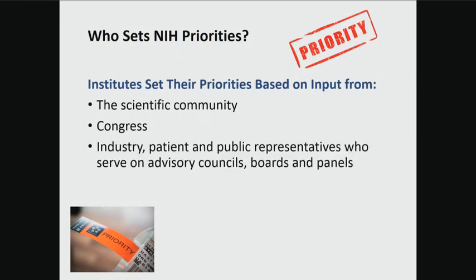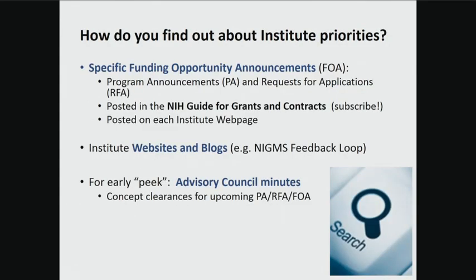And then third, there's a lot of other places, people from industry, patient advocacy groups, public representatives. These people come and serve on our advisory panels, and so we're always hearing from them as well, and they offer another perspective. So those are, I would say, by and large, the main sources of input that we use to think about our own priorities. So how do you find out about this?